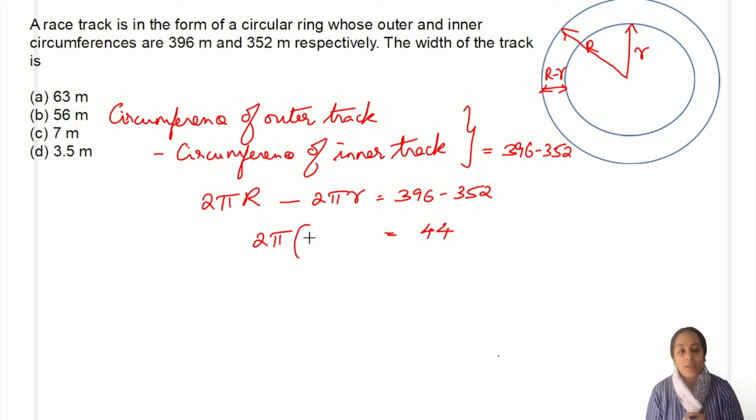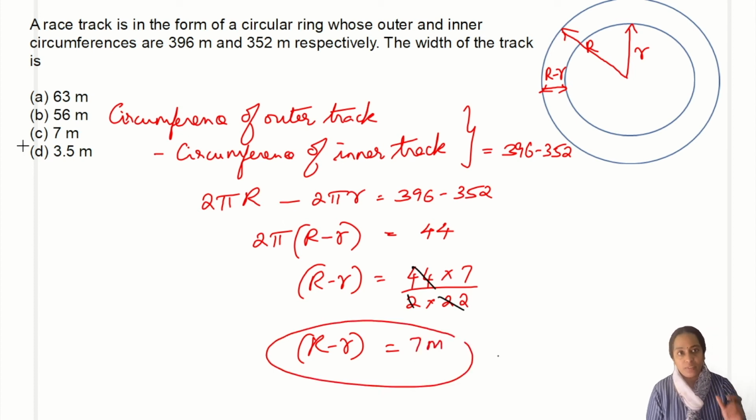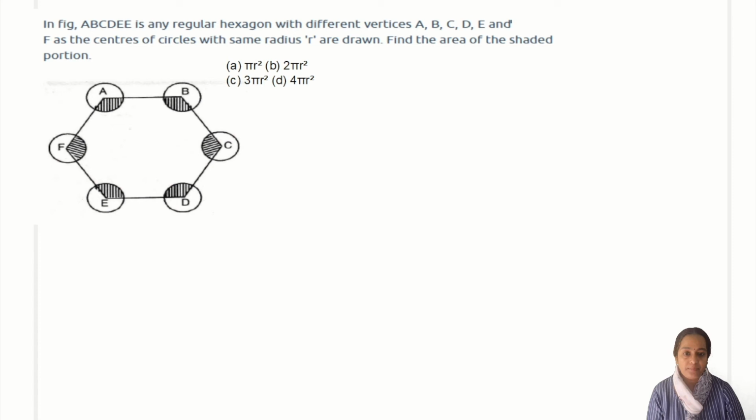So this is going to be 44 on the right hand side. Here we have 2 pi capital R minus small r. So this is what we have to find. Capital R minus small r is what is asked in the question, which is the width of the track. So take this 2 pi to the other side. You have capital R minus small r equals 44, and denominator 44 gets cancelled. So you're left only with 7 there. So the width of the track is 7 meters. So it's option C. Option C is the correct answer.